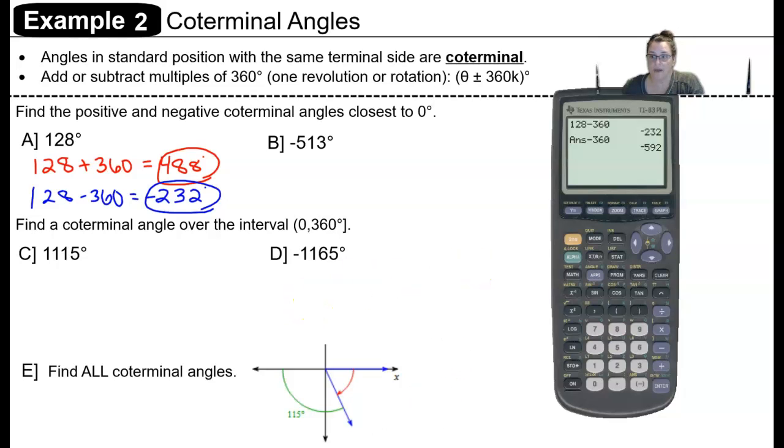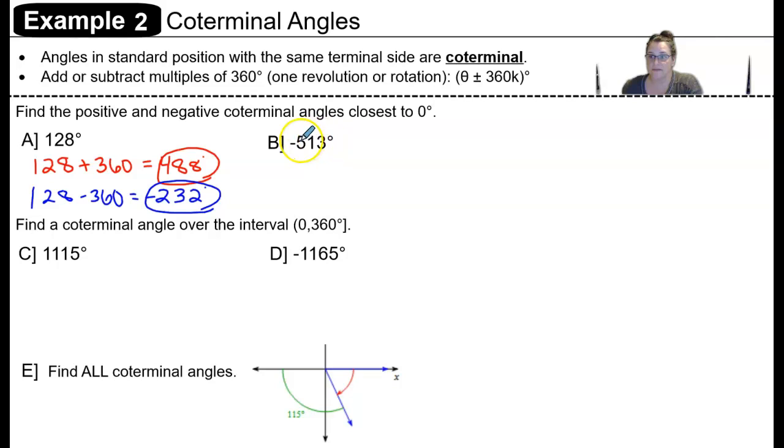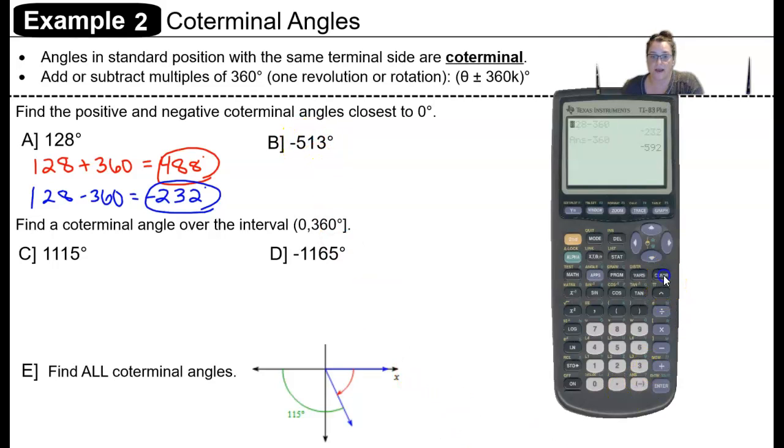In example B, to find a positive coterminal angle, I'm starting at negative 513 degrees. But if I add just one revolution around the circle in the counterclockwise direction, I still have a negative angle measure, and I'm asked to find a positive. So I would do my original angle, negative 513 degrees, plus 2 times 360 to get me 2 revolutions in the counterclockwise direction. And that gets me a positive coterminal angle of 207 degrees.